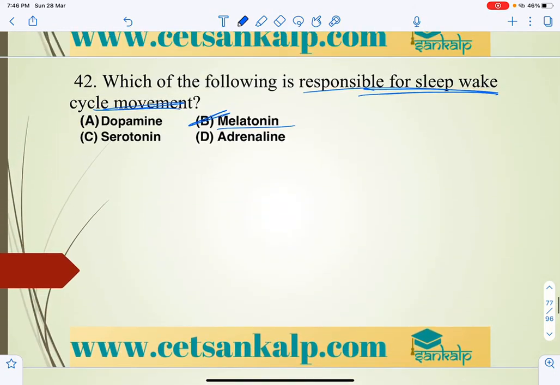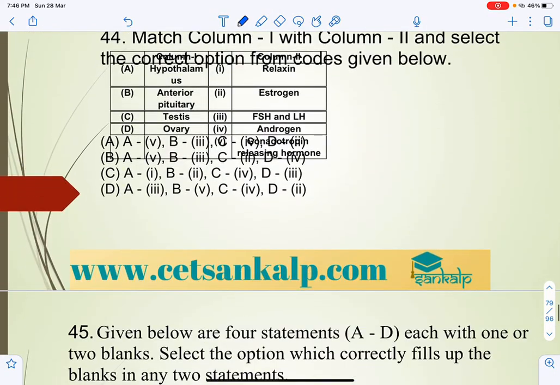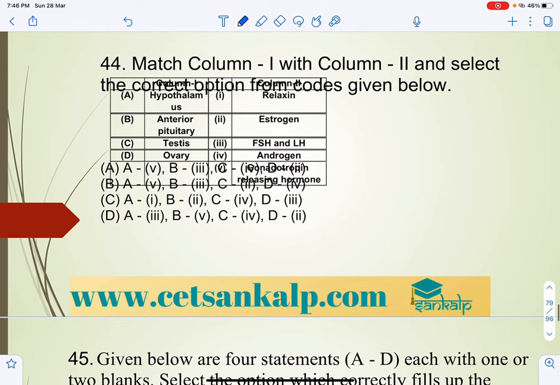Next, we have column 1 and 2. So here we can say that hypothalamus.